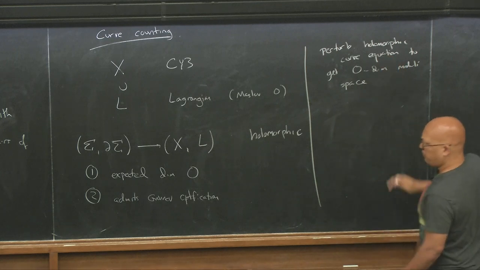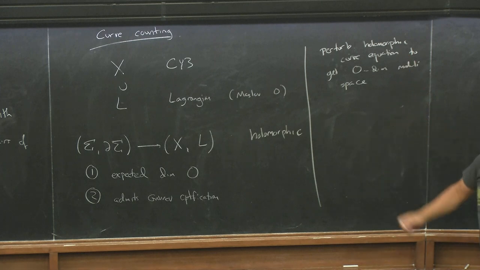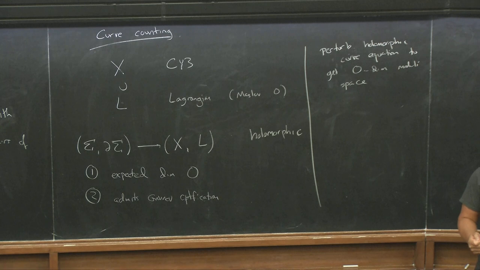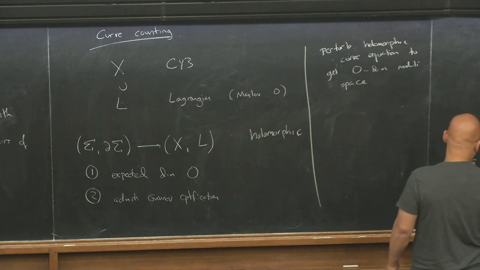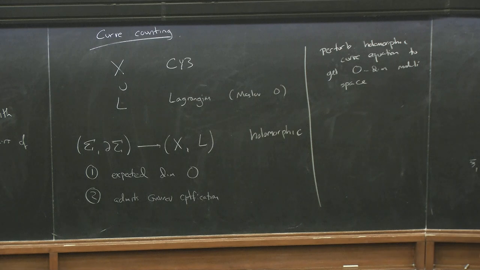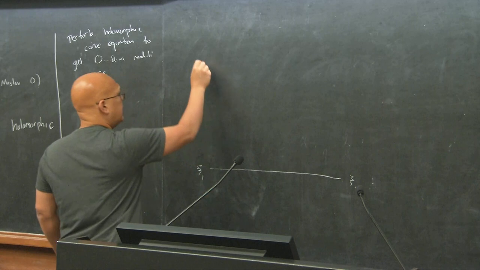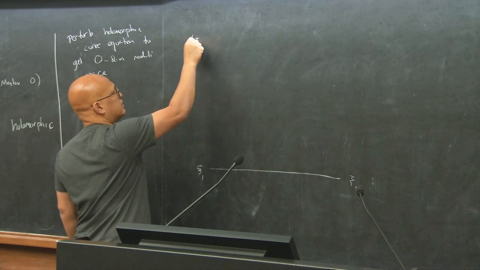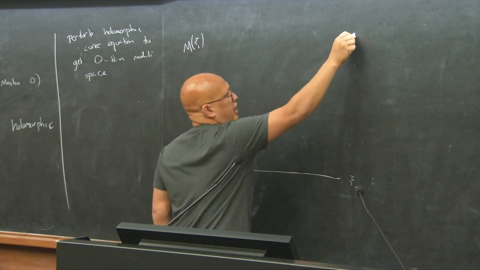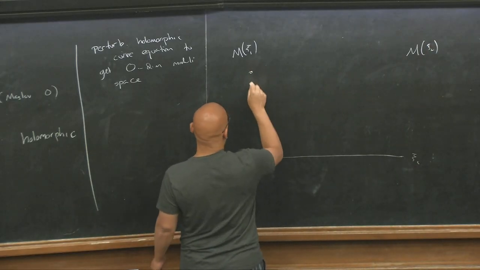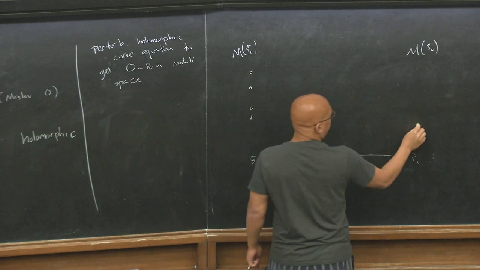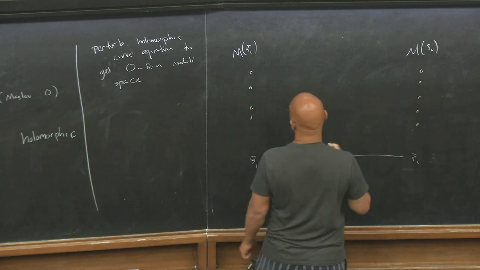But once you have done this, once you've done such a perturbation and gotten a count, you may like to know that two different perturbations gave you the same answer. So you have your perturbations, maybe Xi1 and Xi2. You have a one-parameter family of these perturbations, and you have your moduli spaces, M_Xi1 and M_Xi2, this moduli space here, and this moduli space here.